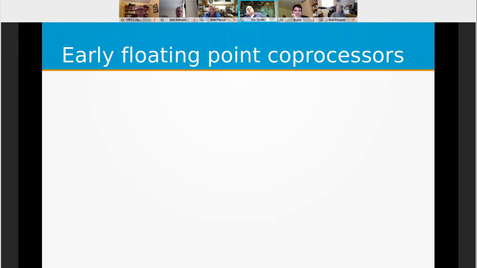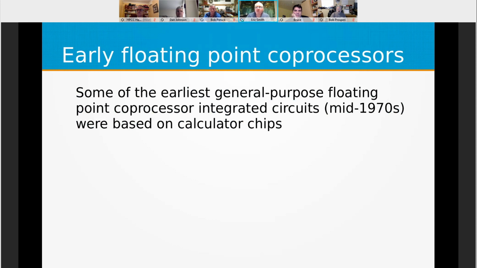So now we can talk about early floating point coprocessors. The earliest ones in the mid-70s were based on calculator chips. Now there were some hobbyists that actually took real calculator chips. By that time, early electronic calculators, including handhelds, had multiple chips. But by the mid-70s, calculators were primarily a single chip, although in some cases they also had a display driver chip. And so there were hobbyists that interfaced those to microprocessors in order to get floating point.